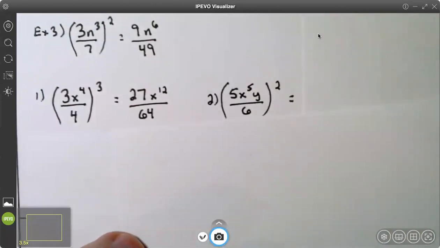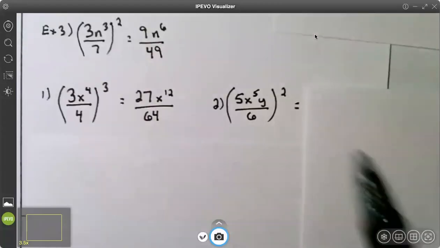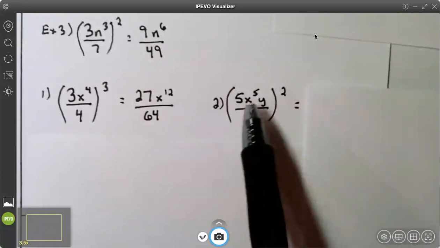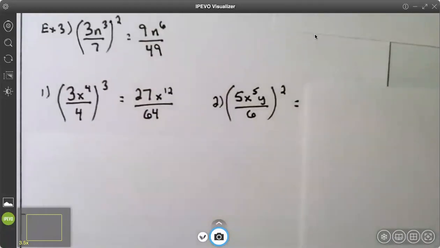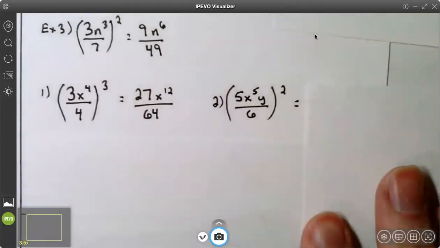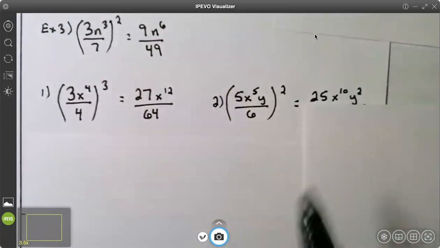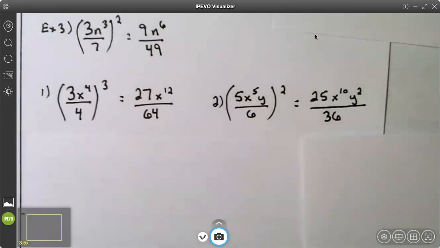Try number 2. On number 2, the square applies to the 5, the x, the y, and the 6. 4 things. So up top, 5 squared is 25. 2 times 5 is x to the 10th. 2 times 1 is y squared. On the bottom, 6 squared is 36. So your answer is 25 x to the 10th y squared over 36.